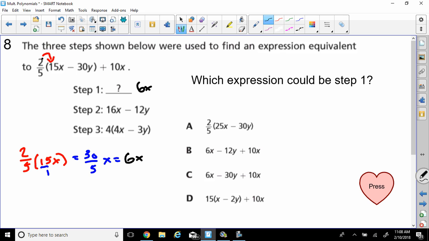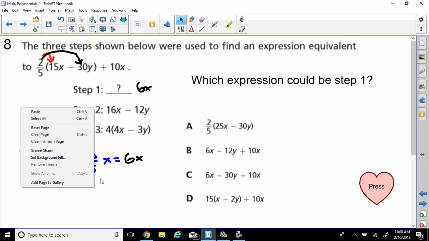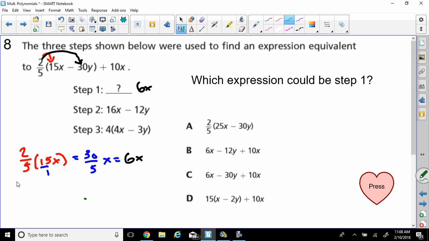And now they must have distributed the 2/5 to the minus 30. So let's bring that down here. 2/5 times minus 30y. Okay, so let's distribute 2/5 times minus 30. Let me put my 1 under. 2 times negative 30 is negative 60. And 5 times 1 is 5. And don't forget the y.